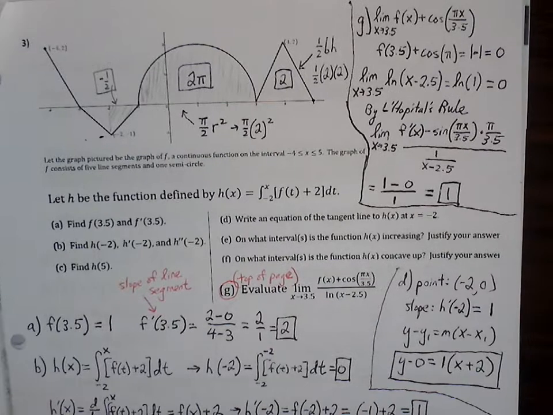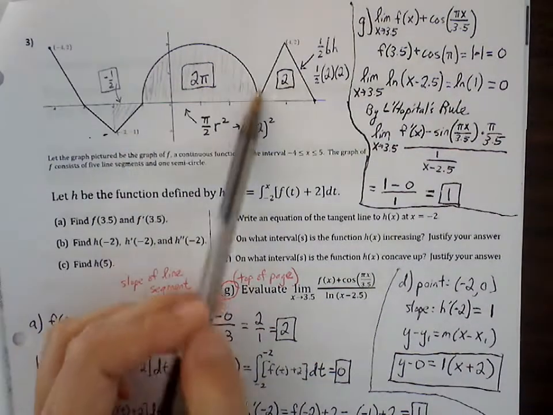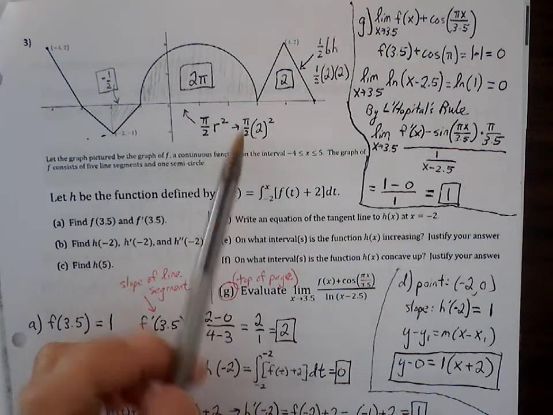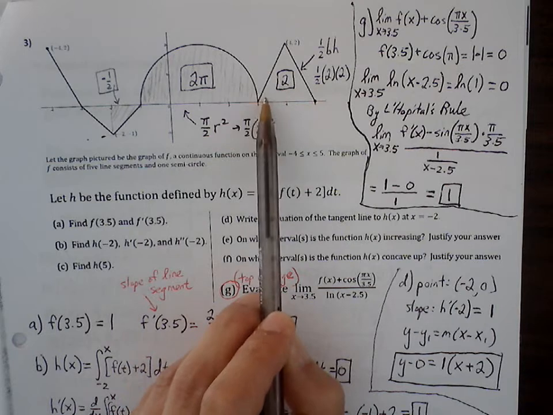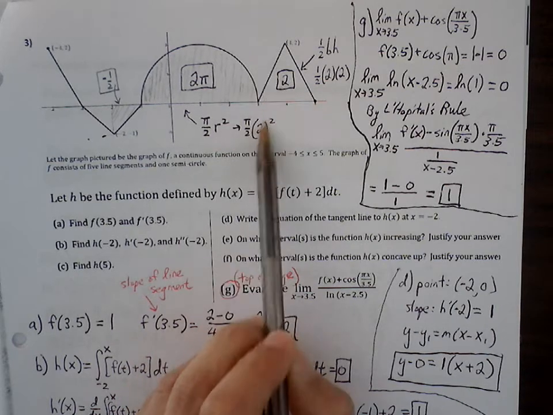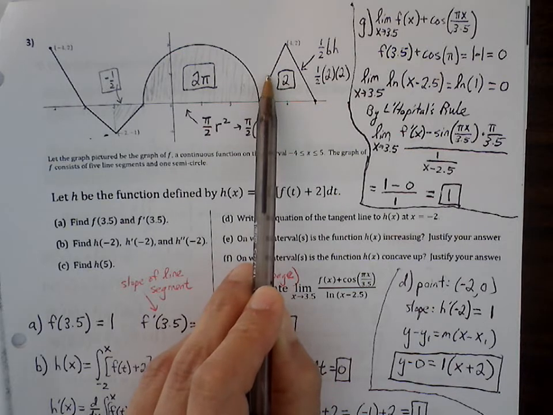So f of 3.5, we're just looking for our ordered pair on the f graph. So f of 3.5 is this point here. So that's just going to be equal to 1. 3.5, yeah, okay, so just 1 right here.